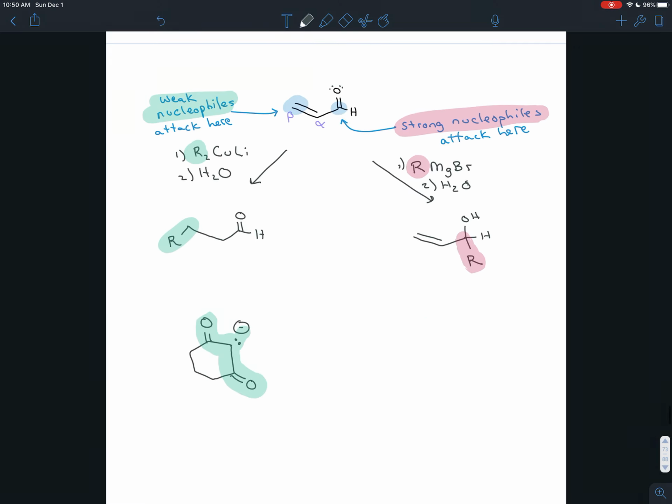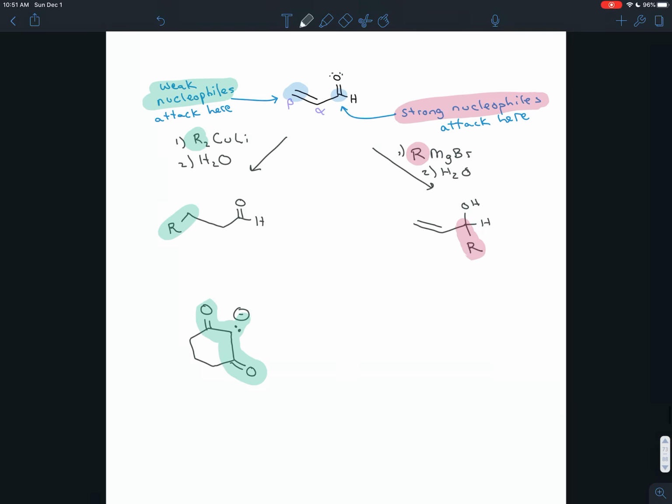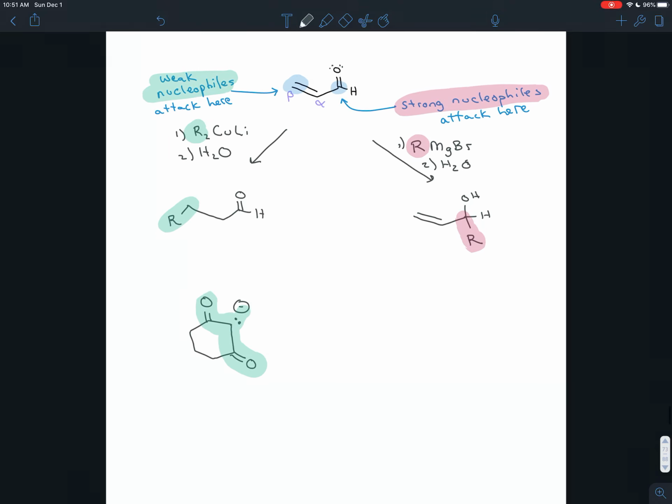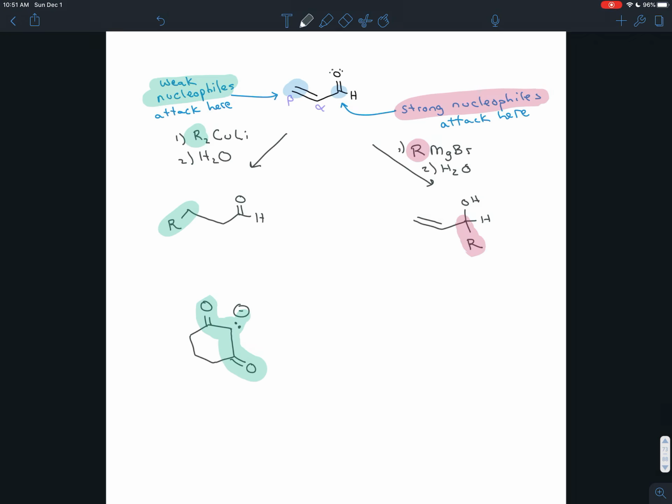And the second thing we've determined is that whatever we want to attack there, we want it to be a weak nucleophile. A weak carbon nucleophile are Gilman reagents, and another weak nucleophile are these molecules that have an alpha carbon between two carbonyls, alpha to two carbonyls. Okay, so those are important concepts.